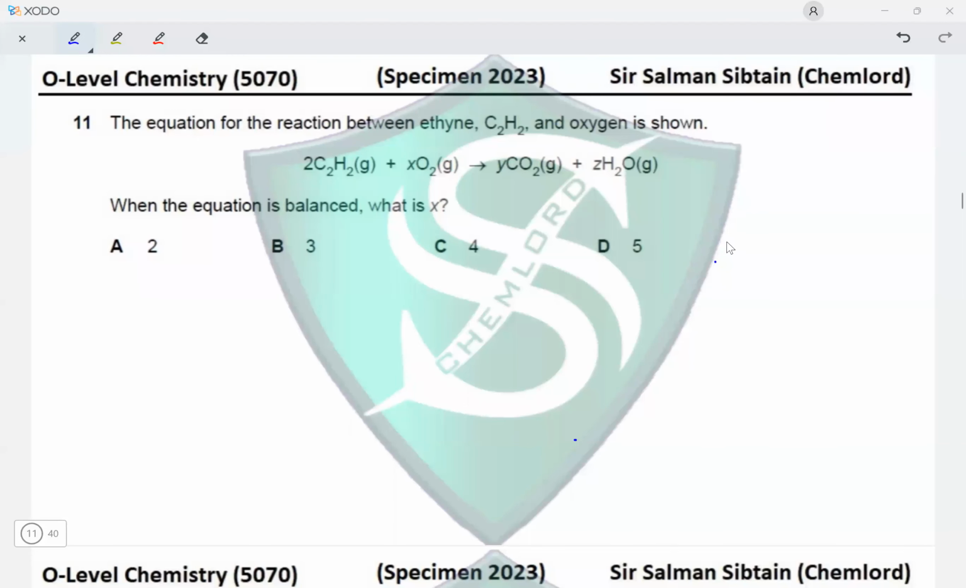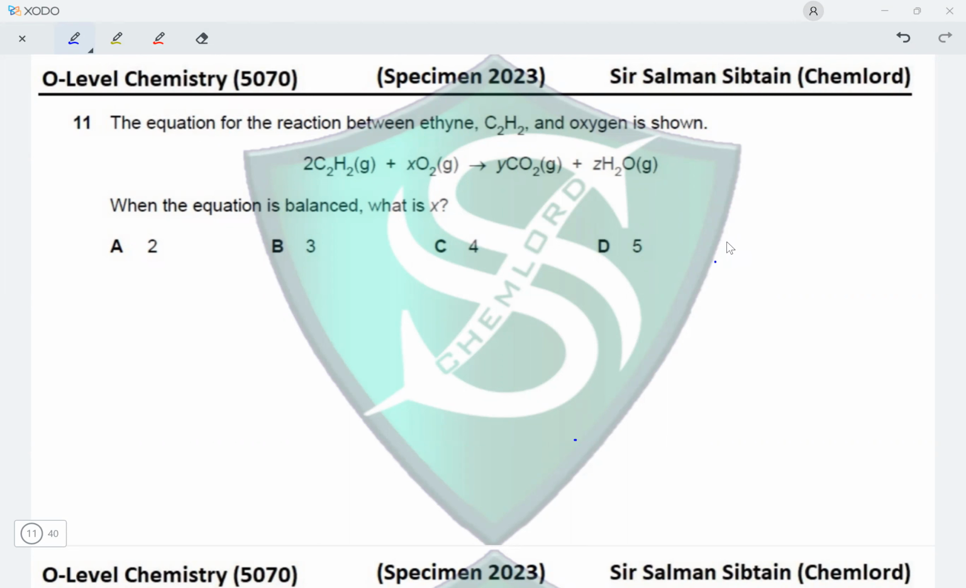Hi guys, this is O-level chemistry, paper 1, specimen 2023, question 11. The equation for the reaction between ethyne C2H2 and oxygen is shown. When the equation is balanced, what is X? So the equation is that of a combustion of a hydrocarbon.